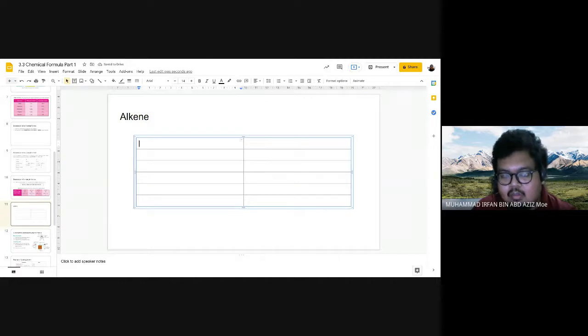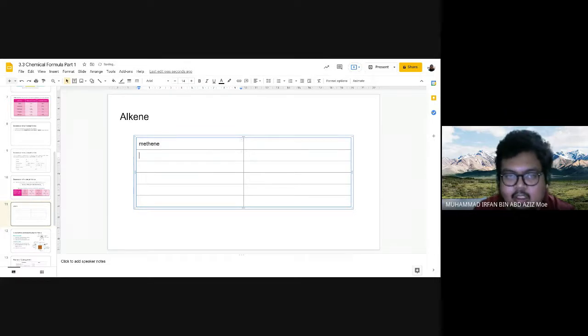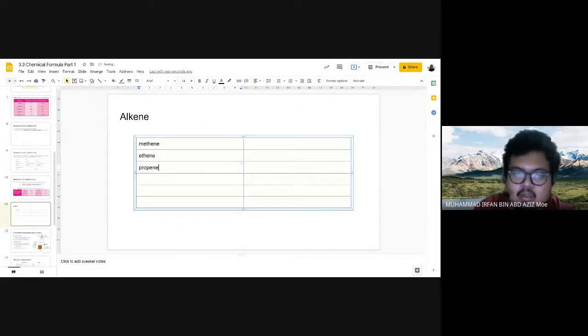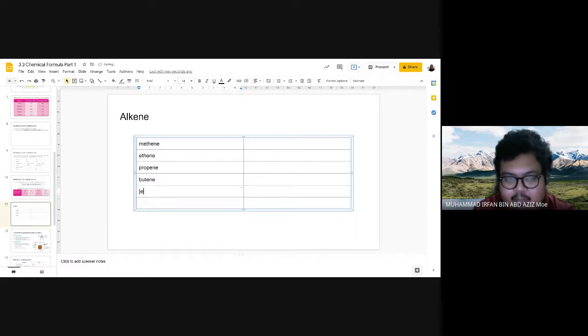Okay, it has methane, M-E-T-H. Okay, methane. It has an increasing number. Methane, ethane, propane, up to 12 basically. Butane, what else? Pentane. Okay, not the shampoo. Okay, pentane. And then 6 hexane, and 7 there is heptane.